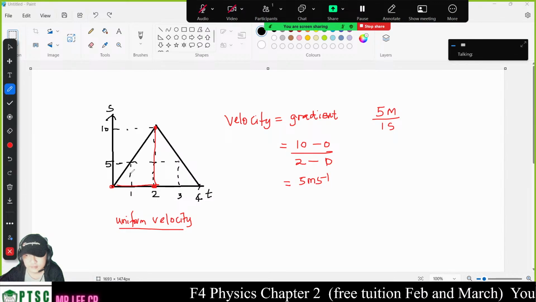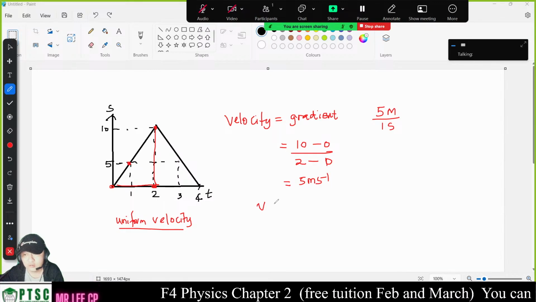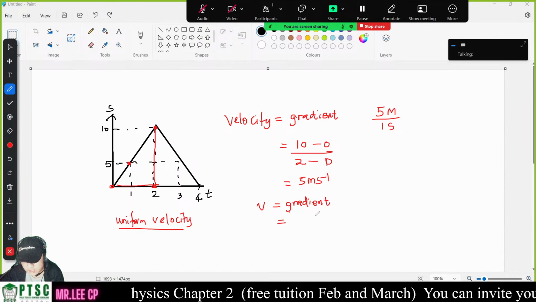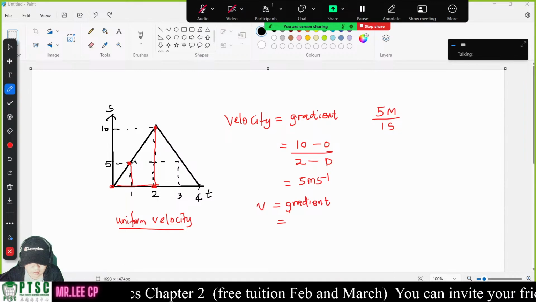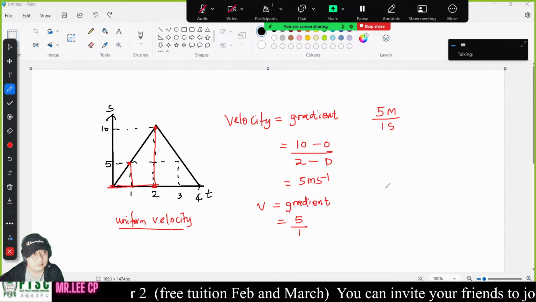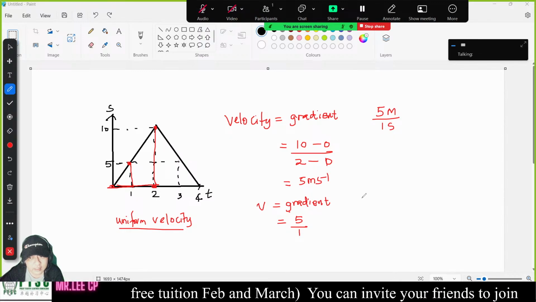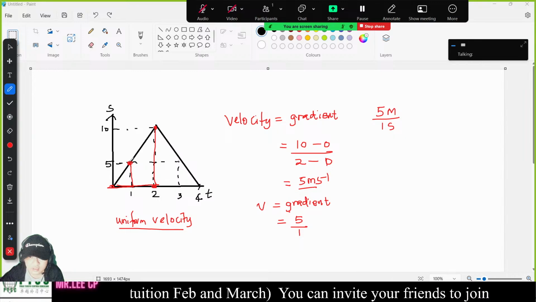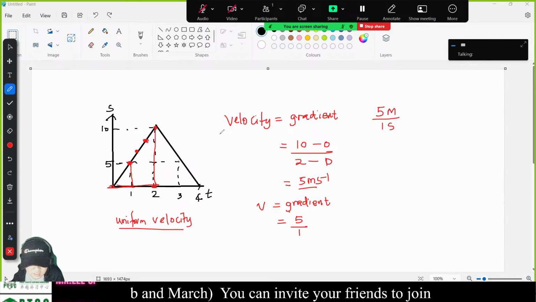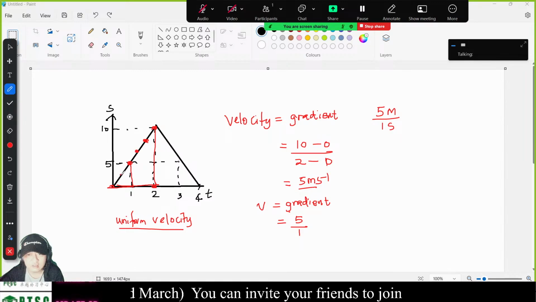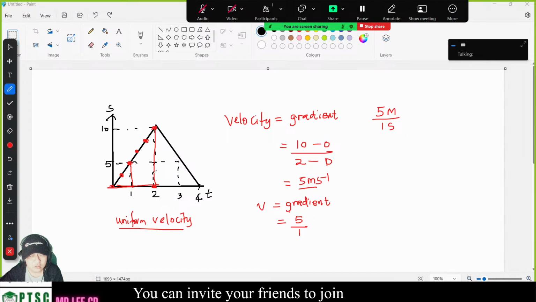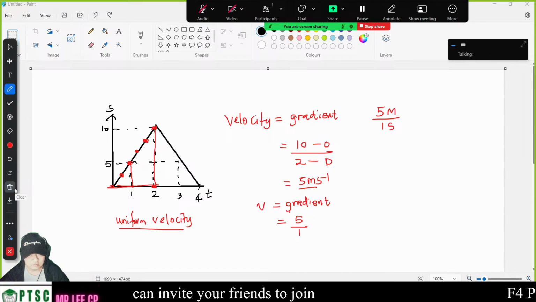Now, how about if I calculate from here? What is the velocity? Velocity is the gradient of the graph, as I told you. The gradient of the graph is 5 divided by 1. Okay? So, still the same, right? Teacher, what is the velocity here? 5. What is the velocity here? 5. And here? 5. And here? 5. So this one is called constant velocity. The velocity keeps on the same.